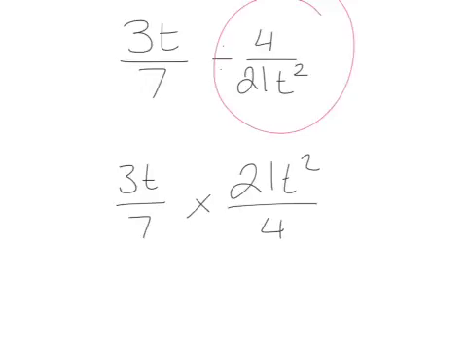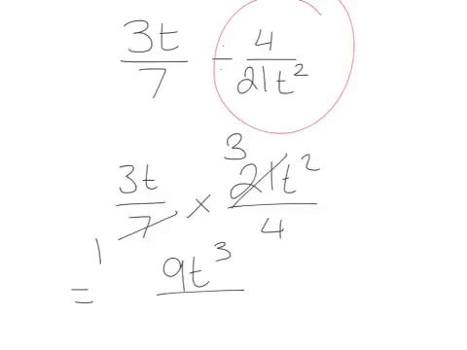Okay, and then now I can cancel. 7 will go into 7 once, and it will go into 21 3 times. So I now have 3t times 3t squared for my top line. So I have 9t cubed, and then 4 times 1, which is 4.